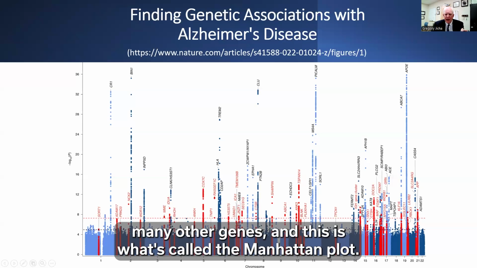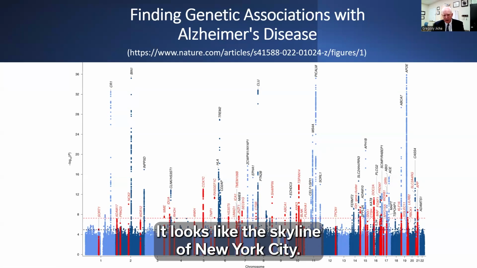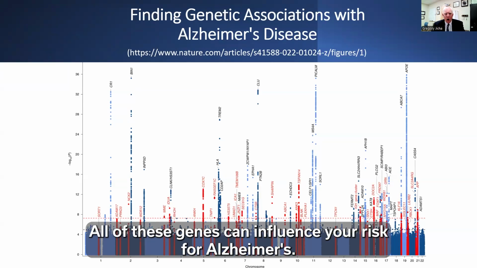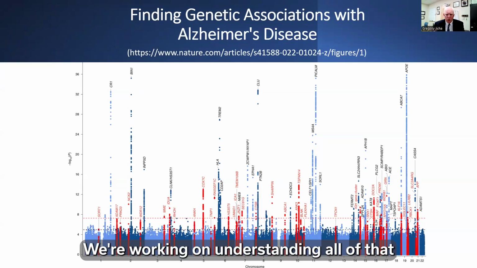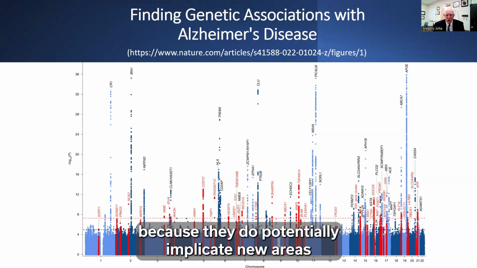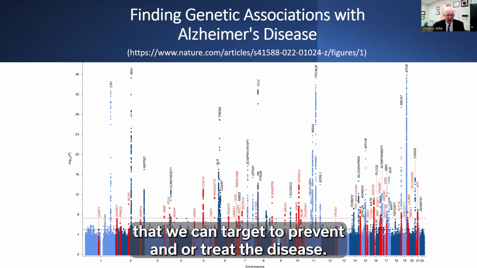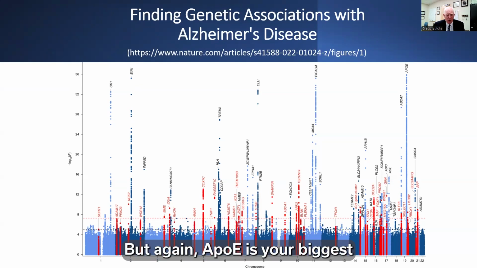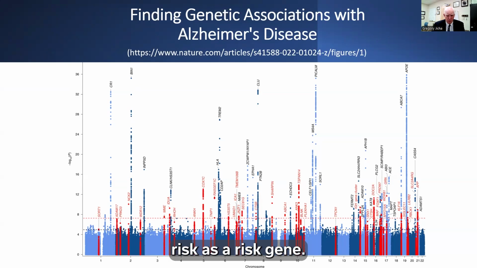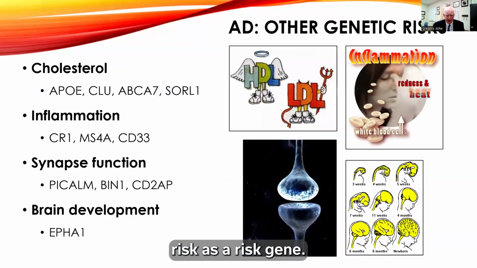We do know there are many other genes, and this is what's called the Manhattan plot. It looks like the skyline of New York City. All of these genes can influence your risk for Alzheimer's. We're working on understanding all of that because they do potentially implicate new areas that we can target to prevent and/or treat the disease. But again, ApoE is your biggest risk as a risk gene.